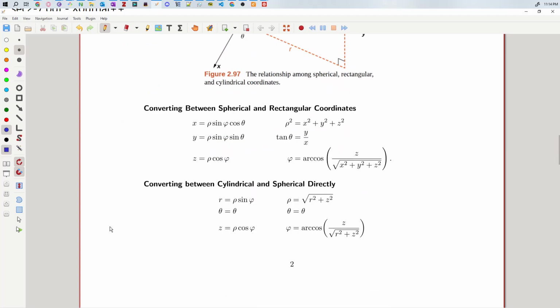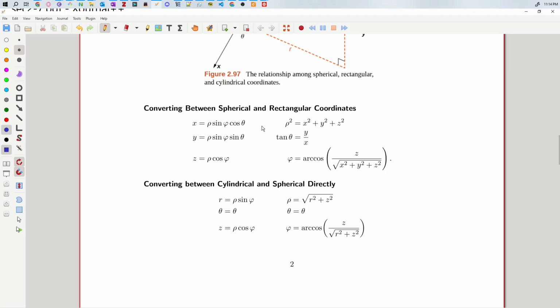Okay. And we have, well, more conversion formulas. So converting between spherical and rectangular, you can see that there's two trig functions. So these are going to be things you get used to. They can be a little bothersome to work with, especially when we eventually talk about the Jacobian.